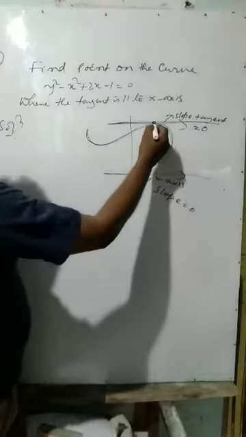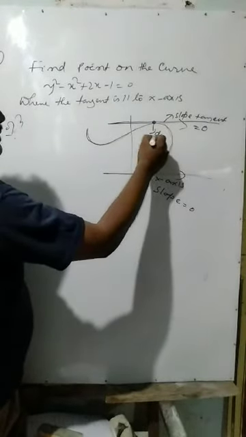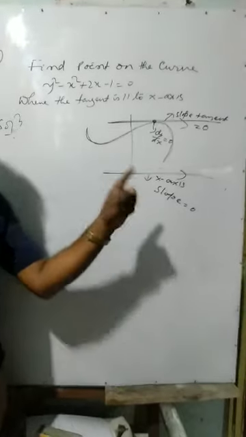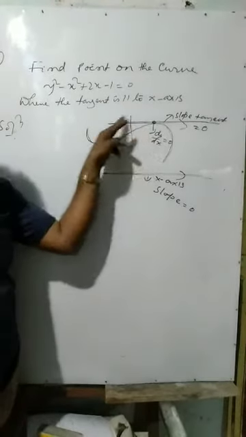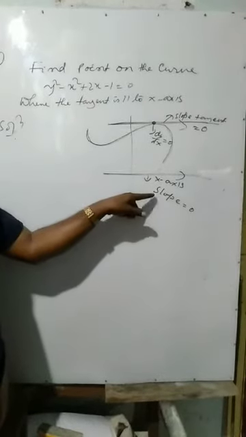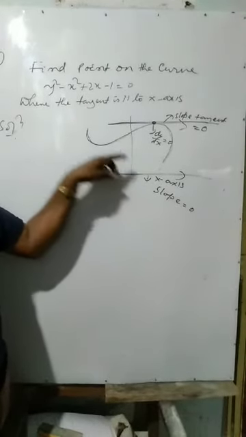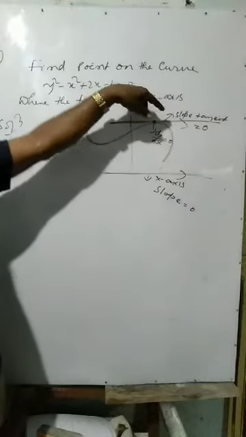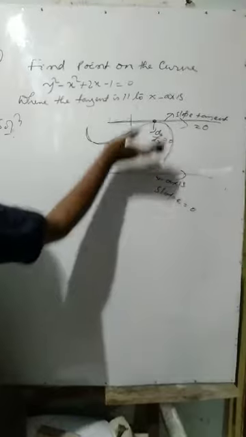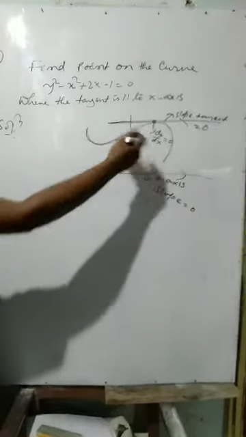What is the slope of the tangent? You know, dy by dx. So dy by dx equals 0. Why is it 0? Look at the line which is parallel to the x-axis: its slope is 0. All lines which are parallel have equal slopes.